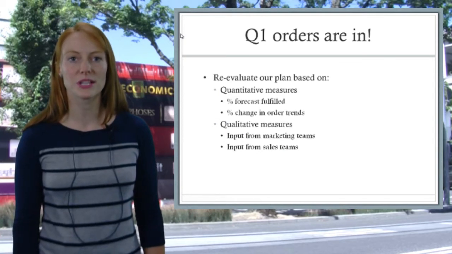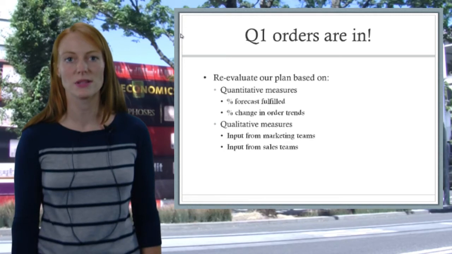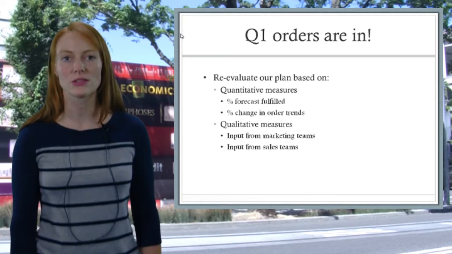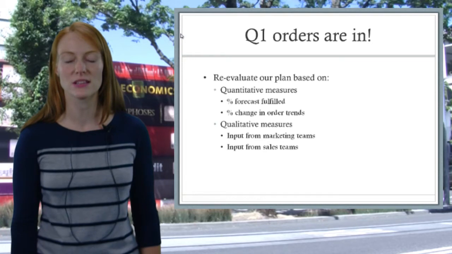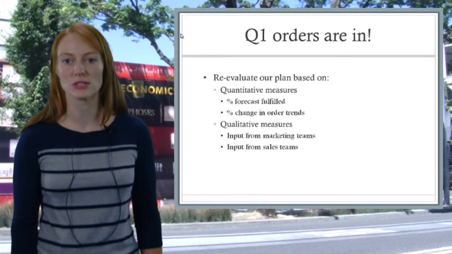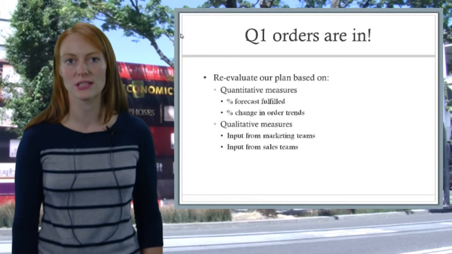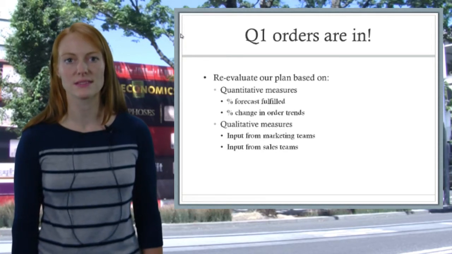So we're going to reevaluate our plan, and to do this, we're going to look at a couple quantitative measures as well as qualitative measures. So on the quantitative side, we're going to look at our percent of forecast fulfilled. So how did orders come in against our forecast? And our percent change in order trends. Are orders going up or down every month? What does our forecast change look like? We'll work through that in this lesson.